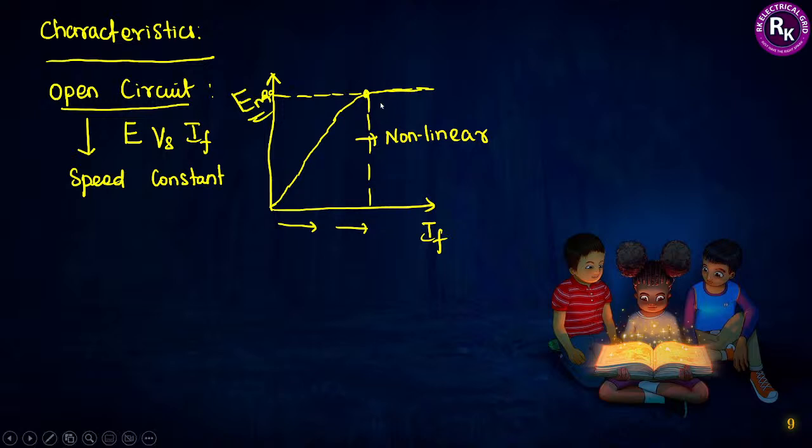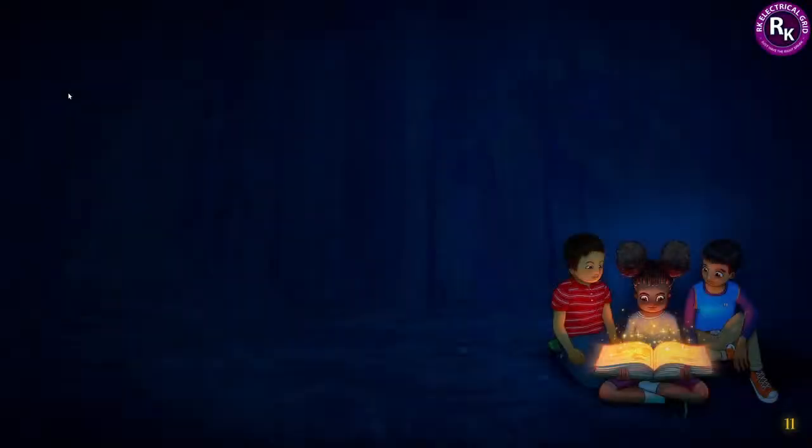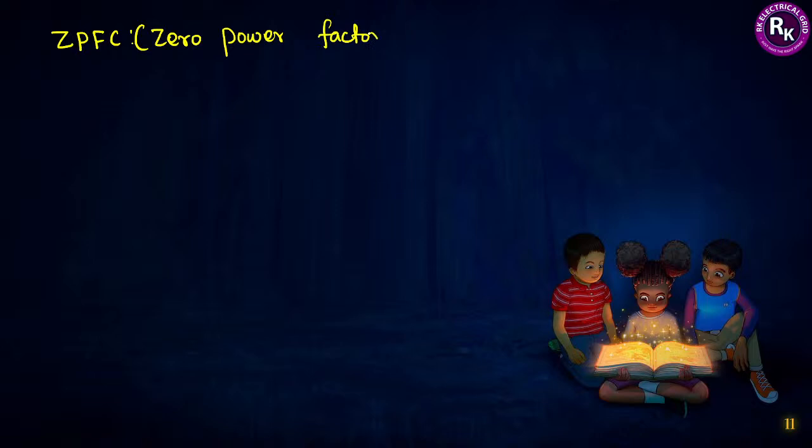Got it? Next, we have to talk about load characteristics. One by one, I am bringing them here. Let me do one thing. I will complete ZPFC first. What is the expansion of the abbreviation ZPFC? Zero power factor characteristics. If you want to write it down, you can write zero power factor characteristics. We are going to discuss the zero power factor characteristics of the alternator.